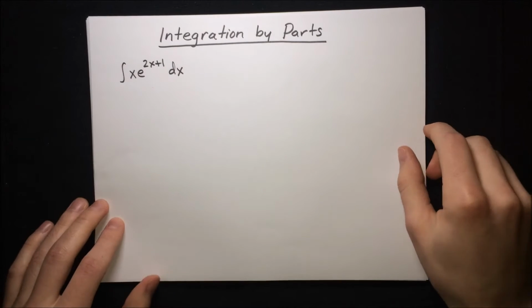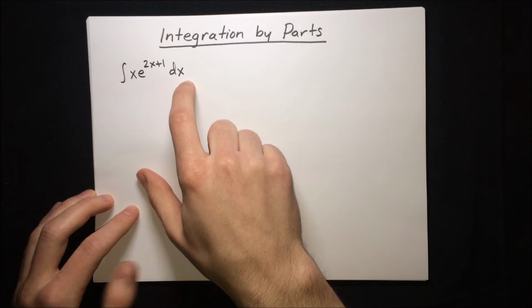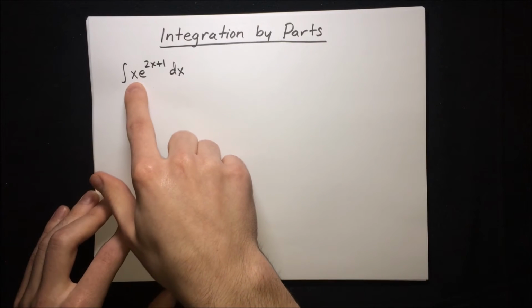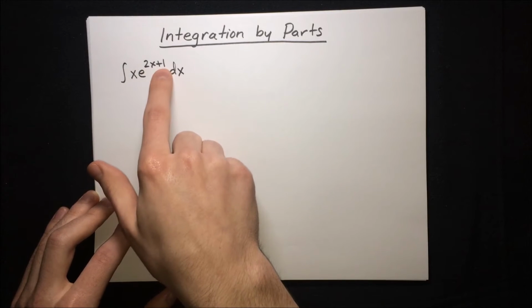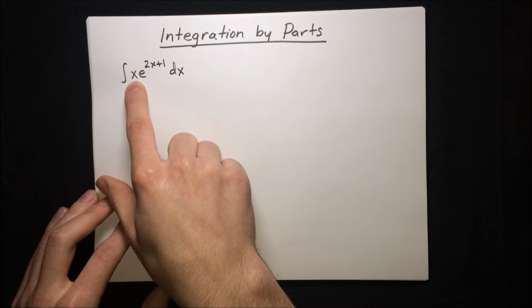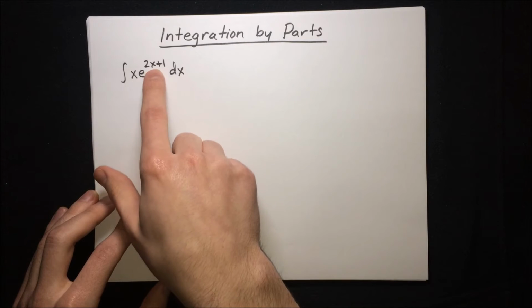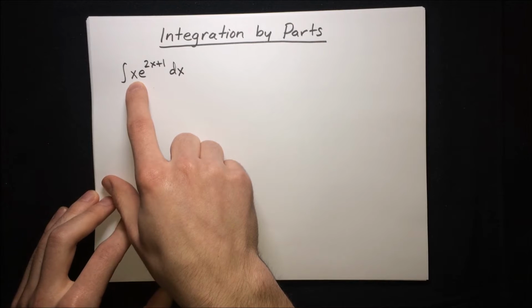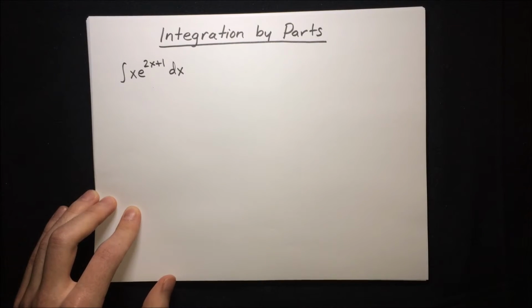Here's an example of an integral which we can solve using integration by parts. So first of all, why do we need integration by parts here? Well, this x term kind of throws things off. If it were just the integral of e to the 2x plus 1, then we could solve that. But the x in front kind of makes it difficult. So we can't really do this by inspection, and substituting e to the 2x plus 1 won't yield a derivative of x or anything. So this isn't going to work by substitution either. So we need to use integration by parts here.